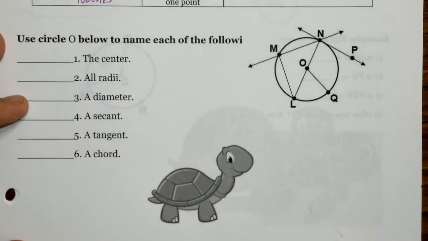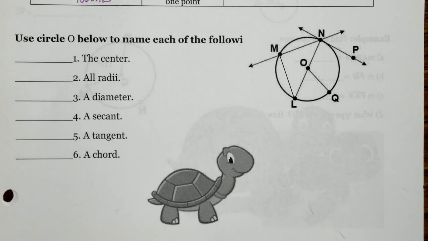So let's take a look at our next part. We're going to use circle O below to name each of the following. I don't know what happened to NG. I guess NG just fell off somewhere. But we're going to go ahead and look through all of these, and we're going to say, okay, look at the picture and identify them. The first one we're going to do is identify the center. What's the center? O.